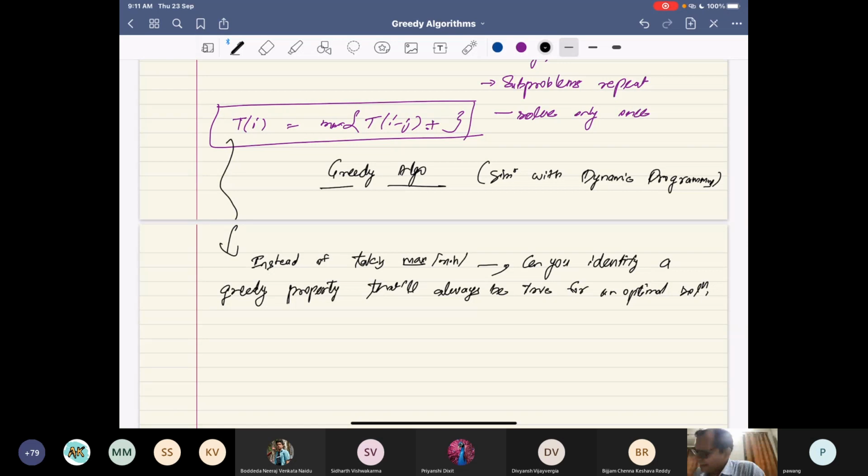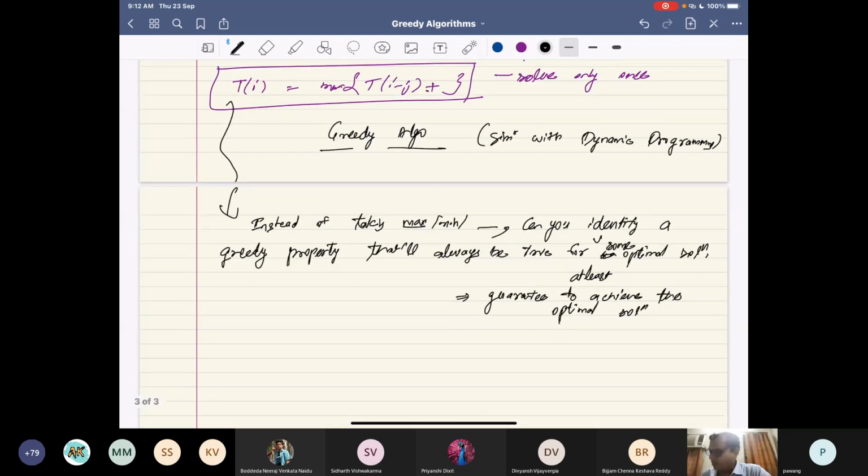And here there's a catch: for at least some optimal solution. It may not be true for all optimal solutions, but it will be true for at least some optimal solution. That means if you use that property, you are guaranteed to get an optimal solution. That is a guarantee to achieve the optimal solution. And because instead of doing max or min, you will just greedily take that, you save your computational time. So you get a more efficient algorithm.